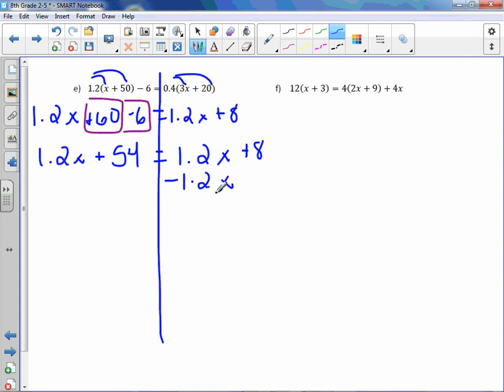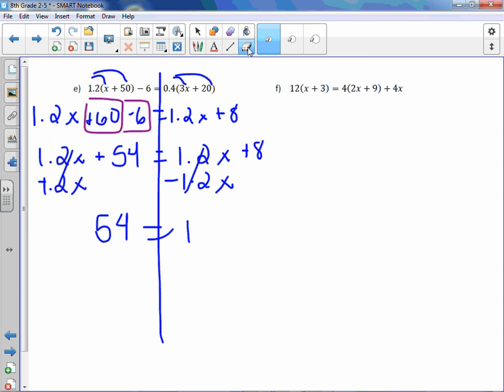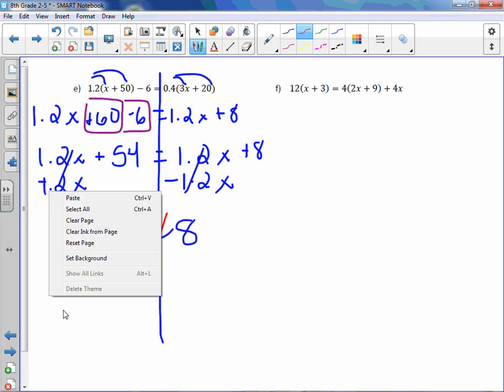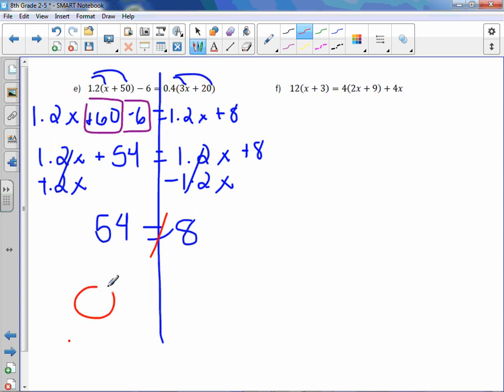Subtract 1.2x from both sides. We get 54 equals, both cancel, 8. It does not equal 8. Therefore, this is the null set. Or you can again just say null set.